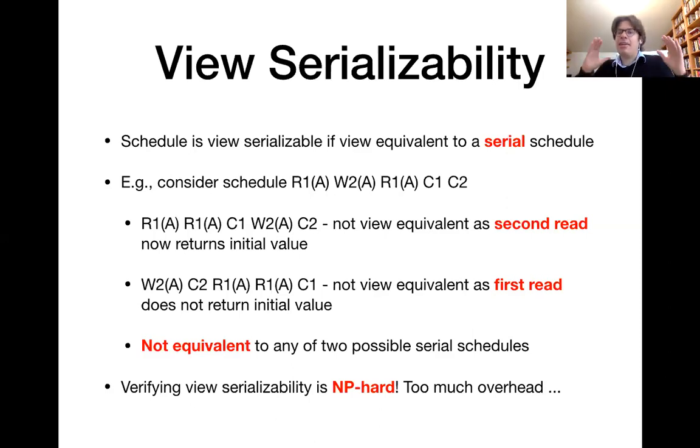And selecting a schedule is something that the concurrency control component needs to do at runtime very quickly once transactions are being submitted. So we most definitely don't want to solve any NP-hard problems at runtime, because that would slow down the entire database system.